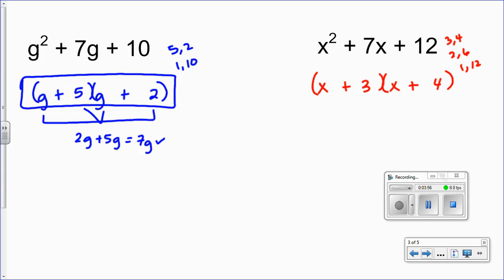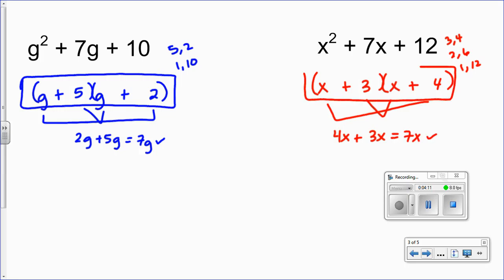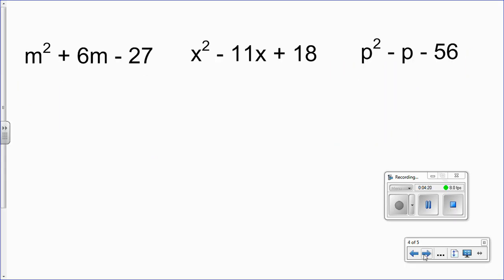We'll check the outer and inner. So the outer is 4x, the inner is 3x. That does give me 7x. So this is my answer. The signs are not always both positive. So here's 3 more examples where we kind of mix in the different signs.